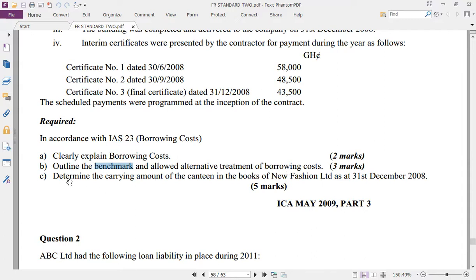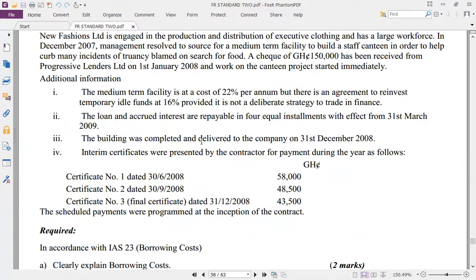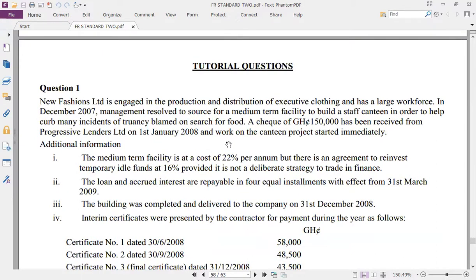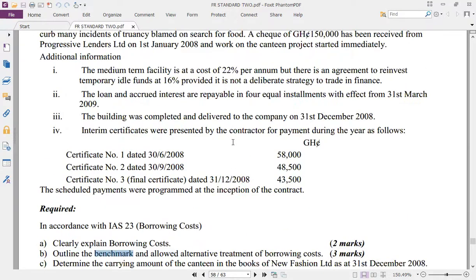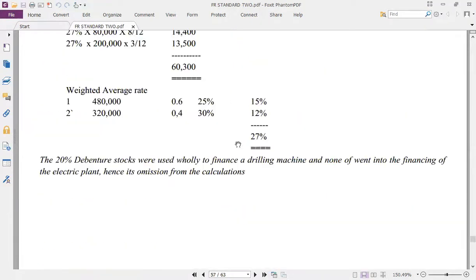That is all. Determine the carrying amount of the canteen in the books of New Fashion, the method after the 2008 amendment. So this one will be your own. You are trying it for me nicely, and I need the answer within 24 hours.